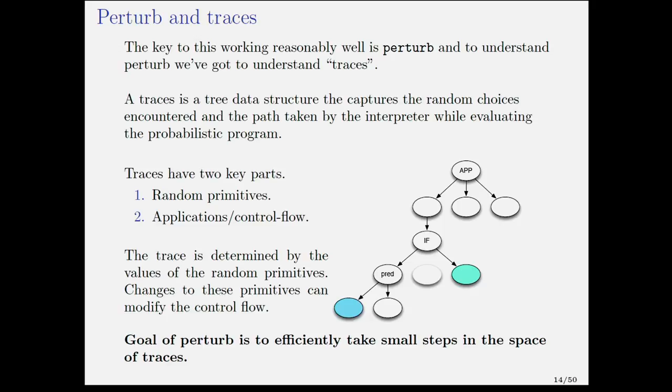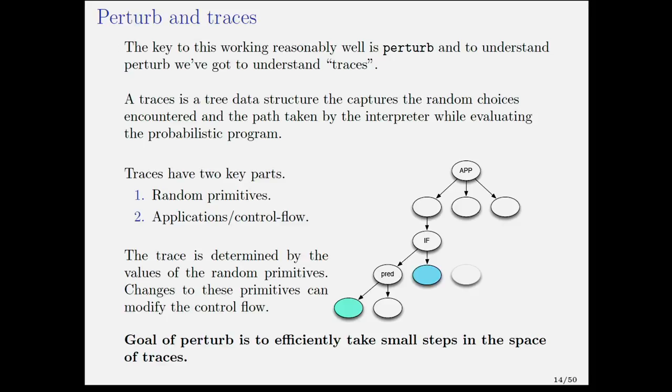Okay? So the trace is determined by the values of these random primitives. So if I tell you the value of this and the value of this, that actually tells me this data structure, I know it. And changes to these primitives, so if I were to modify this value here, then it might cause the program to evaluate in a different way.